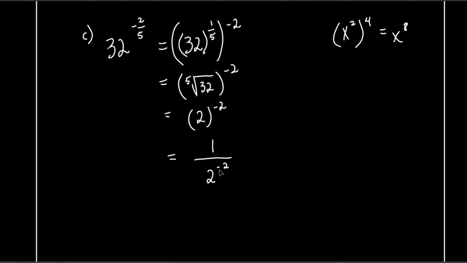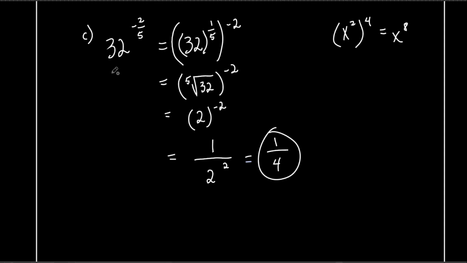I'm sorry. Why did I put negative there? When you flip it, what do you got to do to the sign? You change the sign. Sorry about that. So when you flip it, you change the sign. So I flipped it to the bottom, changed the sign to a positive. Now it's really simple. What's this? 1 over 4. That's how you do that.